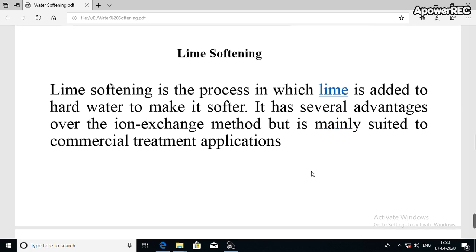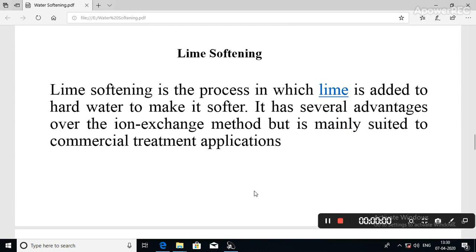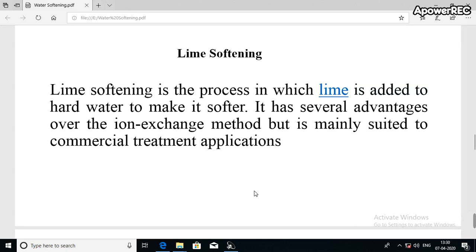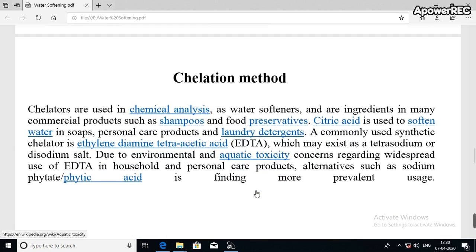Next up is lime softening. It is the process in which lime is added. Obviously, lime contains calcium carbonate. So here is another exchange method where hydroxides and carbonates will take care of the different amounts of Ca++ and Mg++ present in the commercial hard water.